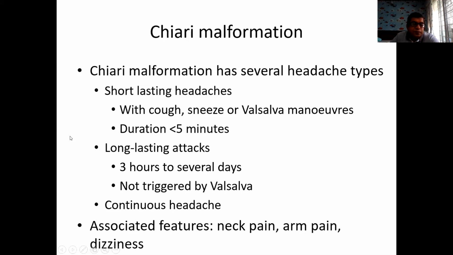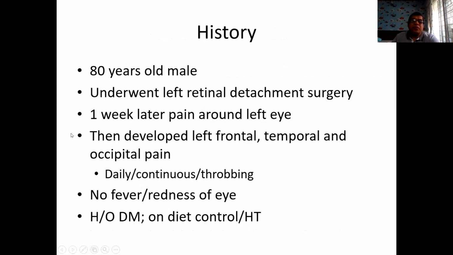This was a short case. Next case is an 80-year-old male. He had undergone retinal detachment surgery about 1 week ago. Then he started getting pain in the left eye and around the left eye. The pain went to the frontal area, temporal area, even the occipital area. It was daily, continuous and throbbing pain.